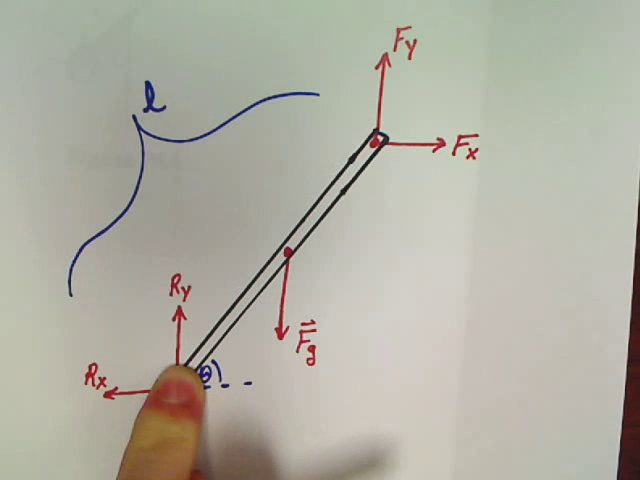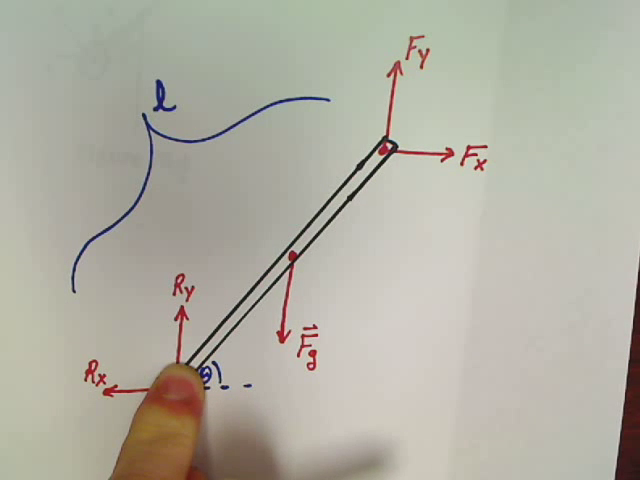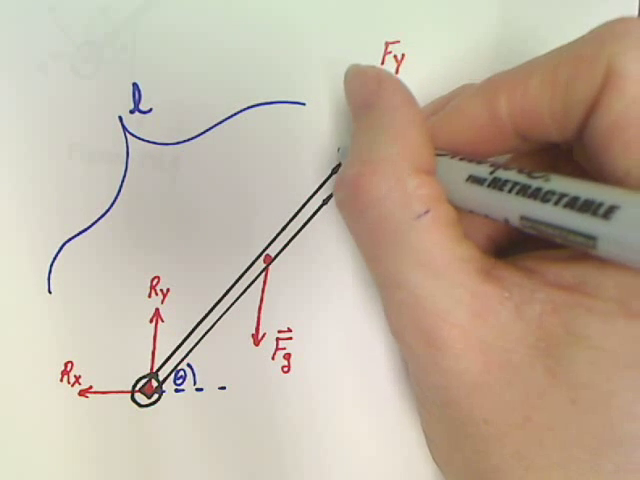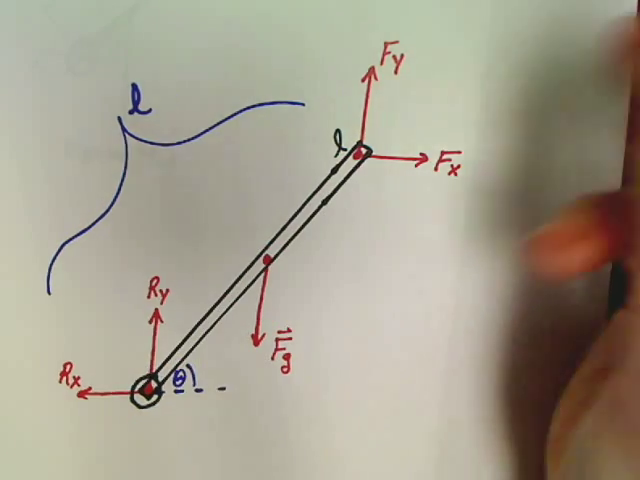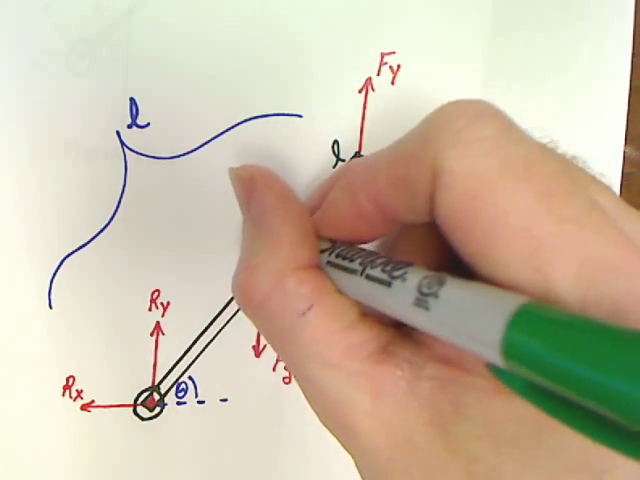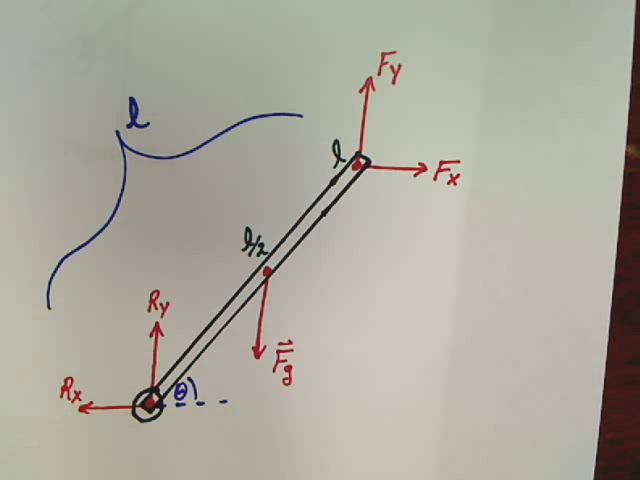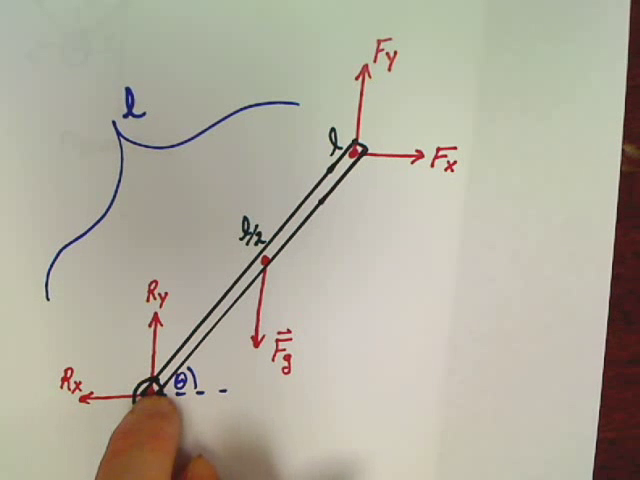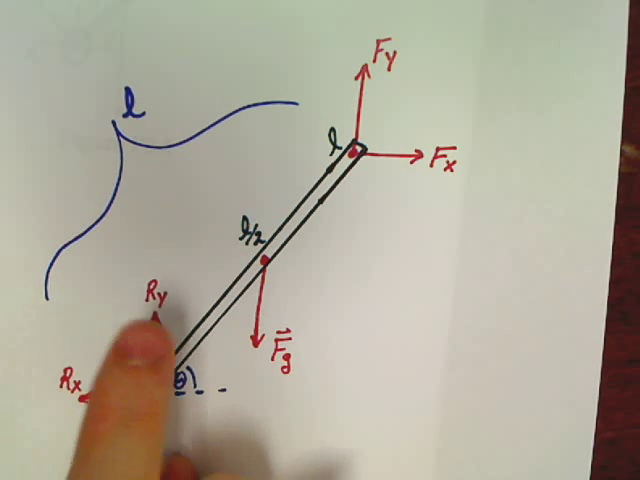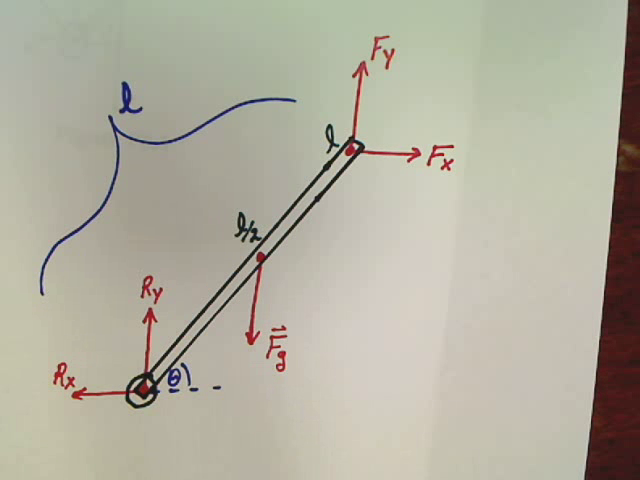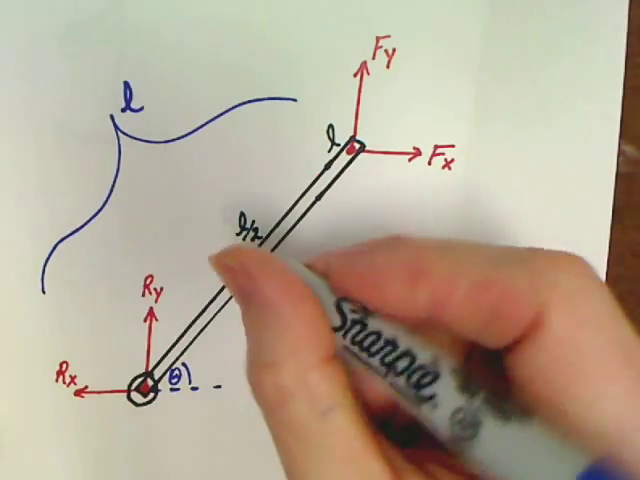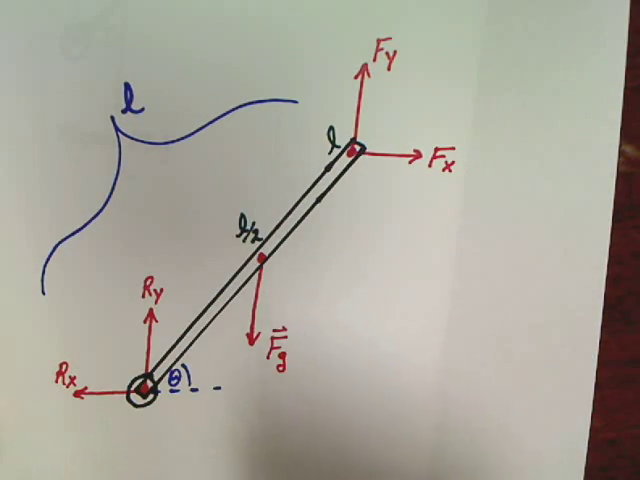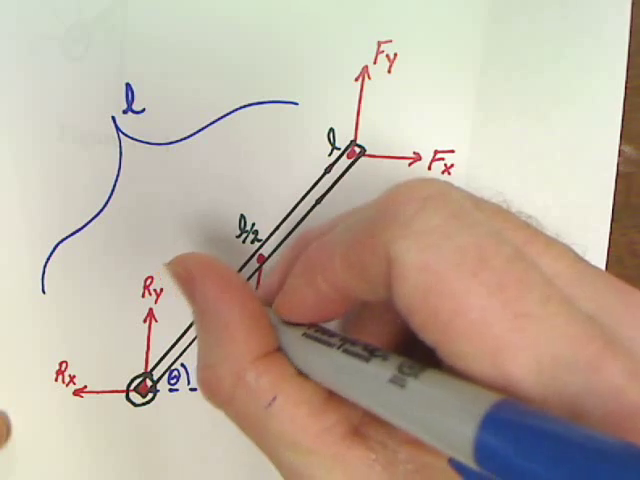Before I do anything else, I need to figure out the radii. I know that this is L away, and I know that this would then be L over 2 away. So both of these are L, and that one's L over 2 from this pivot point down here at the bottom. I need to go ahead and get some angles here, because we can tell we've got some angles. If you know anything about trig, and boy, this is where I wish I would draw mine bigger, I'm going to have to write small.